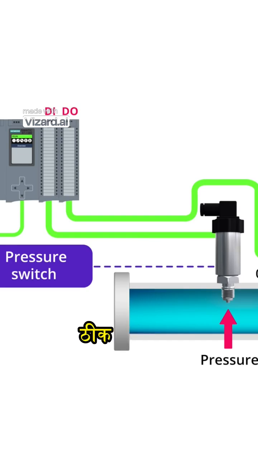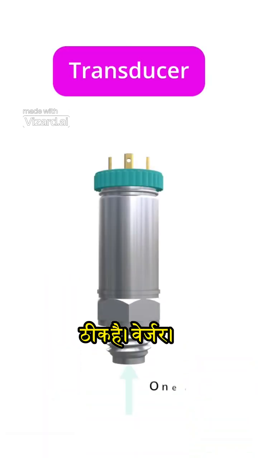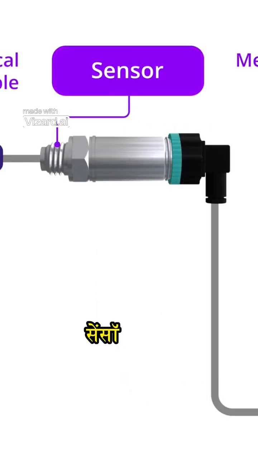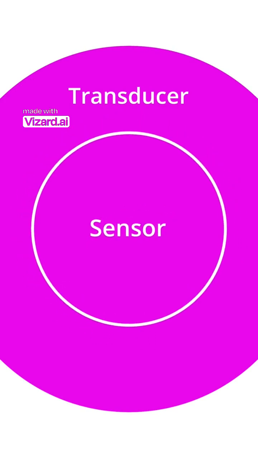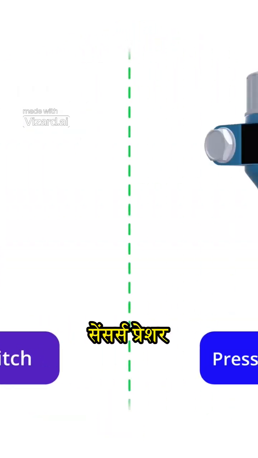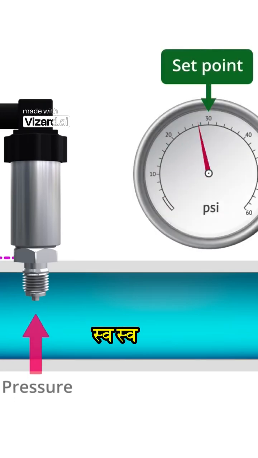Okay, let's summarize what we've discussed. A transducer is a device that converts one form of energy to another. A sensor is a device or element that performs the initial measurement of a physical variable. All sensors are transducers, but not all transducers are sensors. All pressure sensors, pressure switches, and pressure transmitters must have a sensing transducer. A pressure switch consists of a transducer and an electrical switch that opens or closes a contact at a specific pressure.